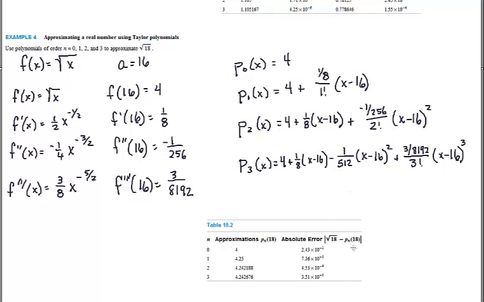Alright, and when you plug that into your calculator with your x being 18, what you get is that the approximation of the square root of 18 gets closer and closer as n gets larger, as you can tell by the fact that the error is decreasing. So if you'll see right here, it gets really close with n equal to 3.